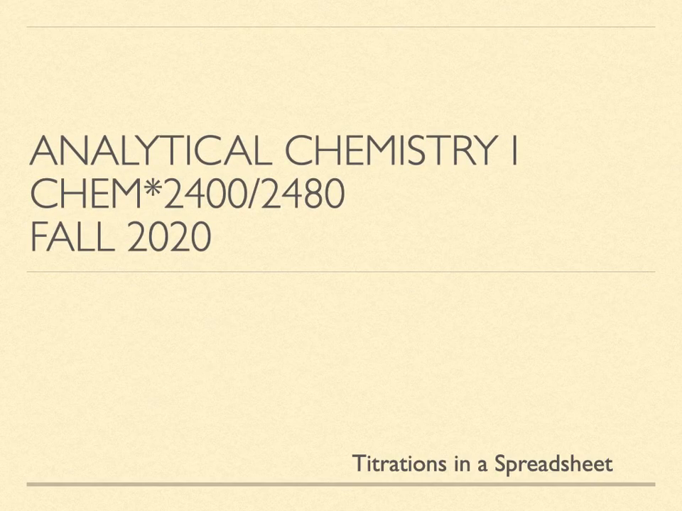Analytical Chemistry 1, Lesson: Titration by Spreadsheet. Now, we've usually calculated titration curves with a different set of calculations depending upon the region we were interested in. At the beginning, before the equivalence point, at the equivalence point, and beyond the equivalence point.